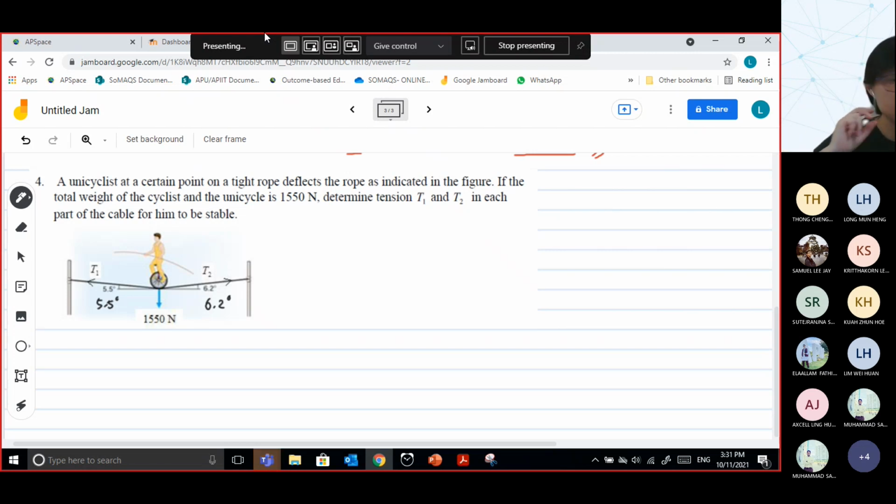Okay, I saw the solution shared by Cheng Hao. Let's have a look. How about others? Do you get the same answer as Cheng Hao?